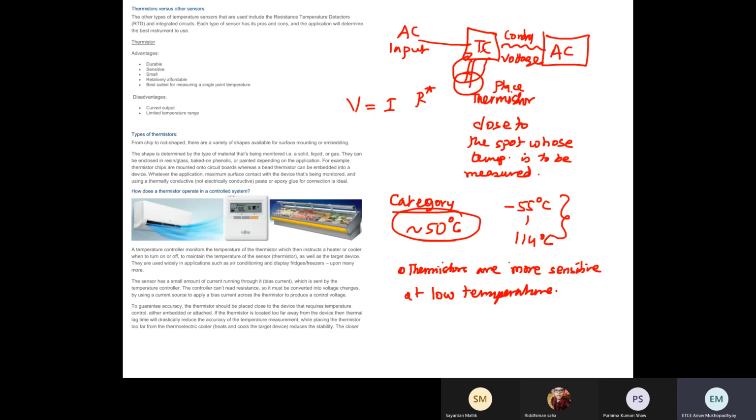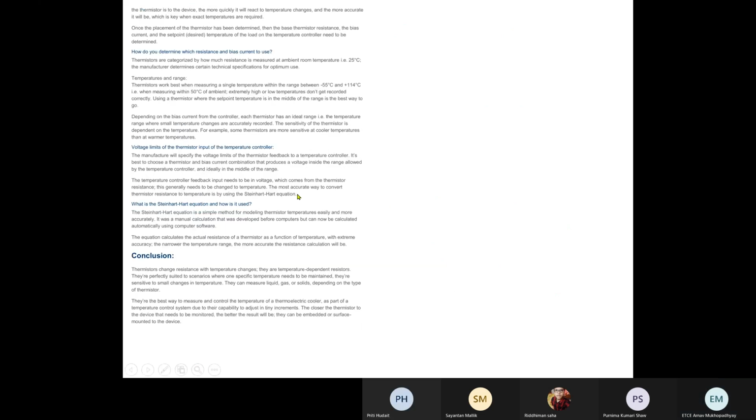And there is also a voltage limit to how much voltage you can apply to the thermistor. Why? Higher voltage will cause self-heating of the thermistor because the thermistor itself is a resistance.